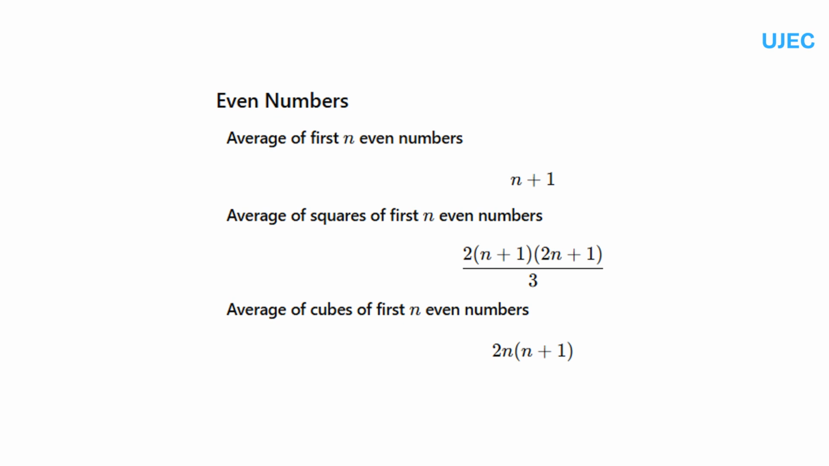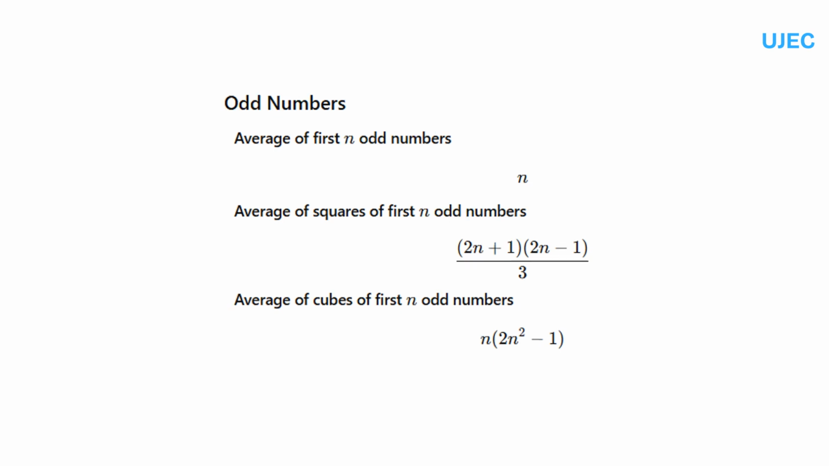Now the even numbers. These are the formulas to calculate the average of the first n even numbers, the averages of squares of the first n even numbers, and the averages of cubes of the first n even numbers. So that is all. Now odd numbers. You just have to remember this formula and use it when you think it is beneficial for you.